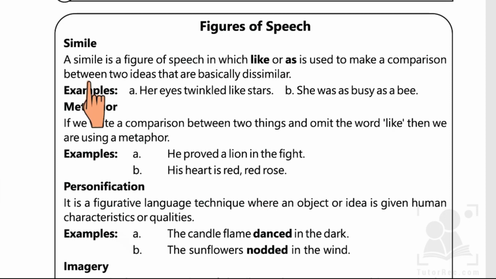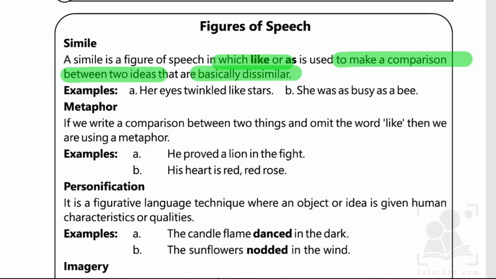So let's start with what a simile is. A simile is a figure of speech in which like or as is used to make a comparison between two ideas that are basically dissimilar. So here we need to highlight important facts related to simile: we use like or as to compare things, and simile is used to make a comparison between two ideas that are basically dissimilar. So we can say that simile is a comparison between two dissimilar things using like or as.